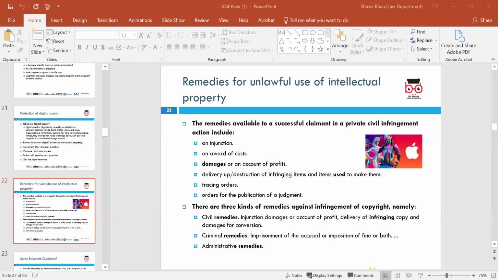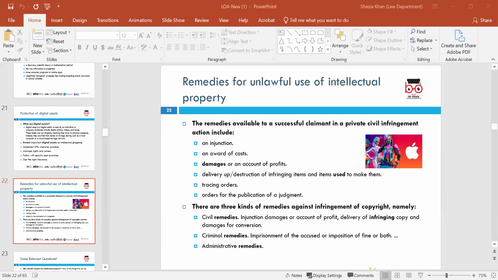Three kinds of remedies against infringement of copyright, namely civil remedies, which include injunction, damages or account of profits, delivery of infringing copies, and damages. Injunctions are the most common remedy for intellectual property rights infringements. Injunctions are orders that require named individuals to refrain from doing certain specific acts. So in this case, it would be using the intellectual property right owner's intellectual property. Damages or account of profits: where a profit has been made as a result of the intellectual property right infringement, the IPR owner may be entitled to compensation.